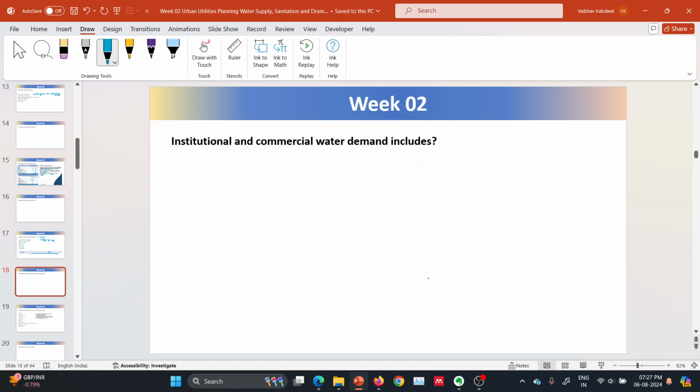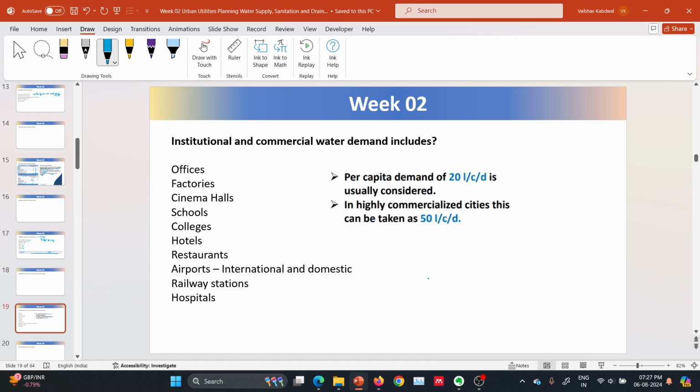Institutional and commercial water demand. So what does it include? It includes institutes and commercial activities like offices, apart from our residential buildings and industries. We have offices, factories, cinema halls, schools, colleges, hotels, restaurants, airports, international, domestic, whatever, railway stations and hospitals. So these will also require water. So the per capita demand is usually considered as 20 liter per capita per day. In highly commercialized cities, this can be taken as 50 liter per capita per day.